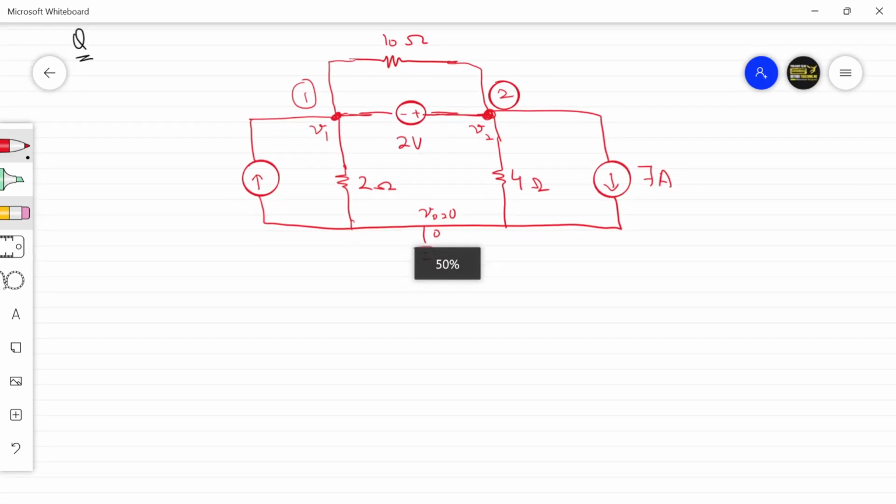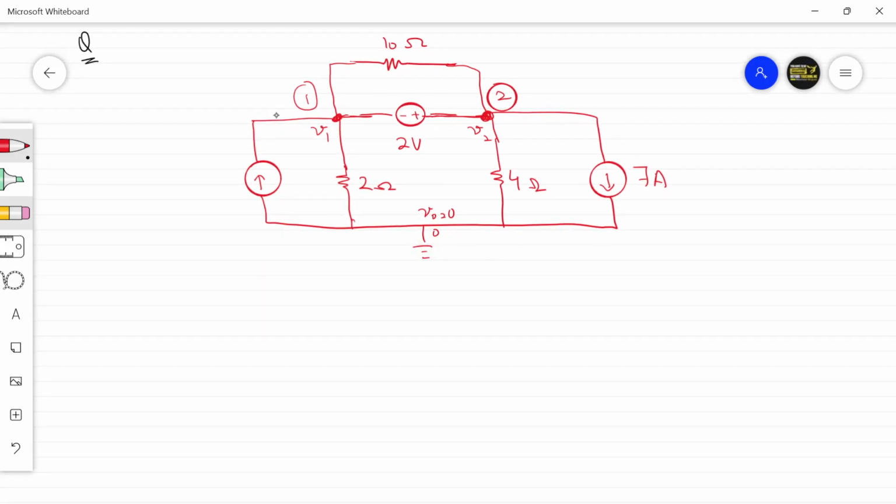Now we have to again say, यहाँ से जो current है that is equal to 2 amperes. यहाँ से जो current है that is equal to 7 amperes. Let current flowing in this path be I1. Let current flowing in this path be I2.